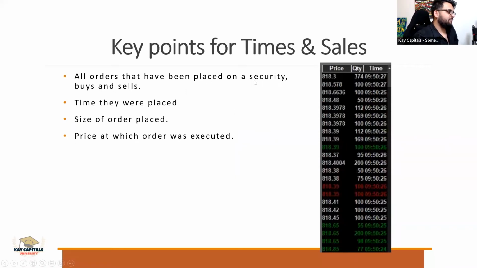All the orders that have been placed on the security, either buy or sell, every single order. Time and sales is not only for stocks, it's for each and every option contract out there. Let's say you bought one call option, there's a time and sales for that particular option strike price. Every single order goes on the time and sales: buys and sells, the time they were placed, the size of the order, and the price the order was executed at.